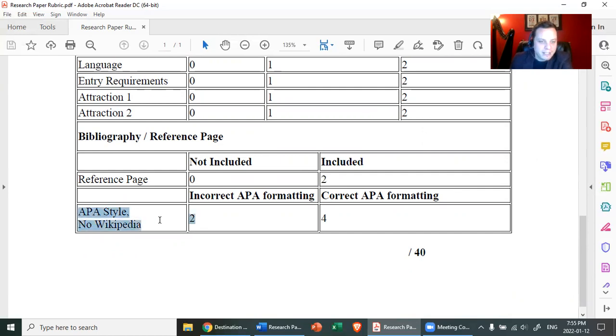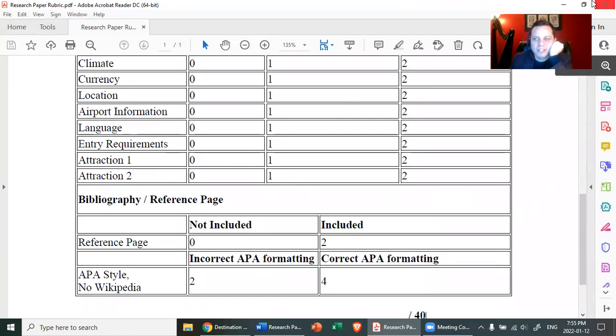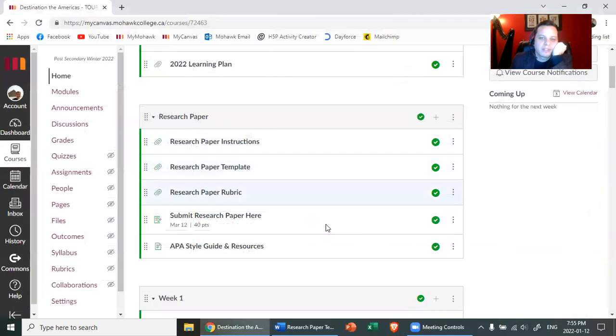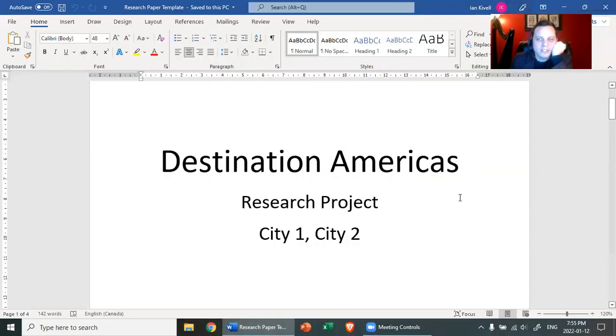APA style formatting, if it's wrong, you'll get 2, but if the formatting is correct, you'll get 4. So the APA style is pretty important. It's 4 marks out of 40, so it's 10% of the value of the project itself. So keep looking back at this document as you're writing your research paper, and that way you'll be sure to do a great job.